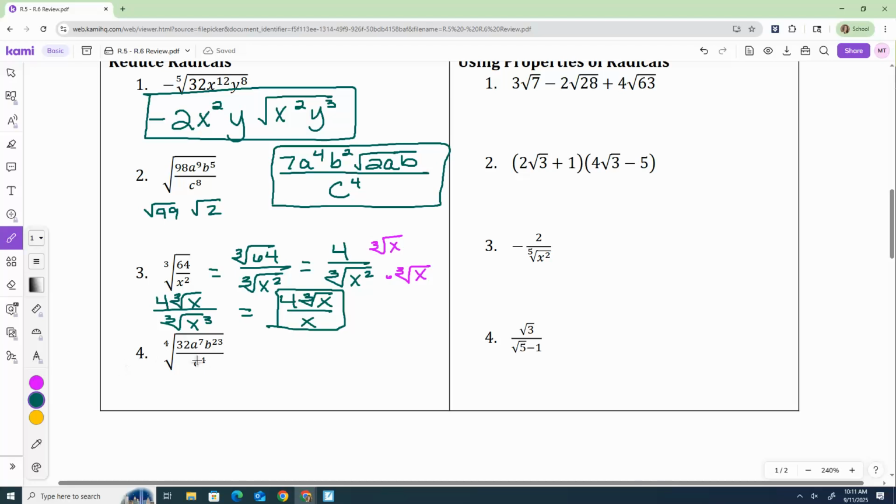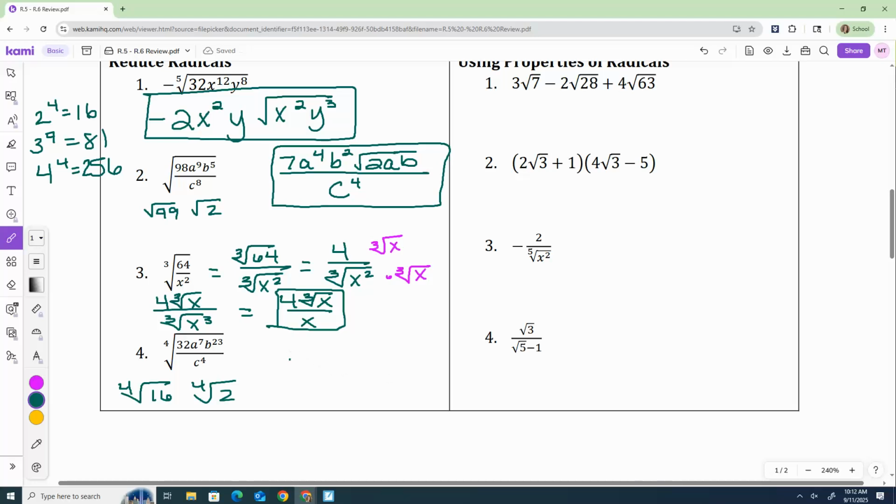Number 4, we have to break down the 4th root of 32. So things to the 4th power. 2 to the 4th is 16. 3 to the 4th is 81. 4 to the 4th is 256. What can I break down? 16 and 2.